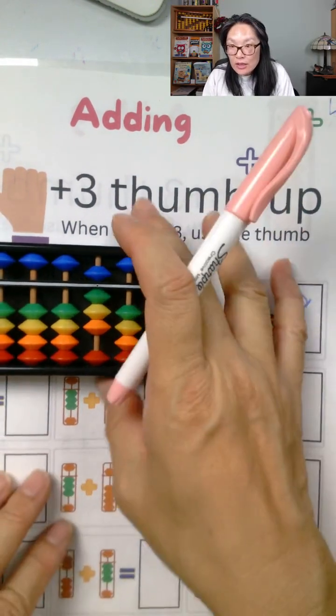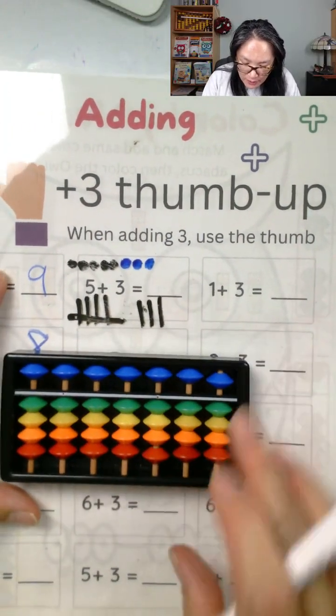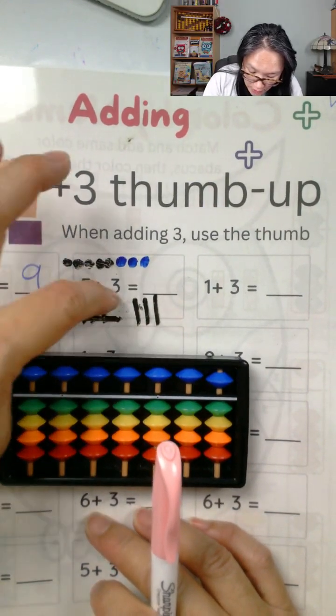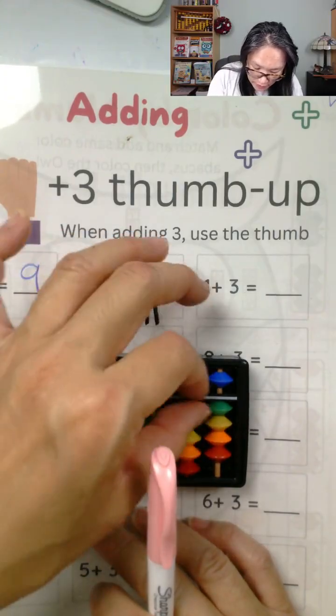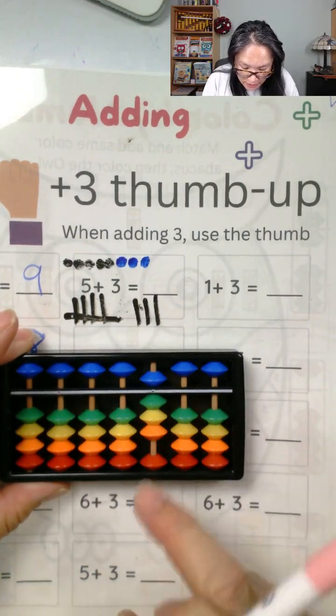Does that make sense? So what we're doing is we're understanding how to move the beads. In mainstream math, you could do dots. It's up to you. Or you could do tally marks. You could do that too. But in abacus, we just use our beads. We know that this is 5. We know this is 3. And now we have 8.